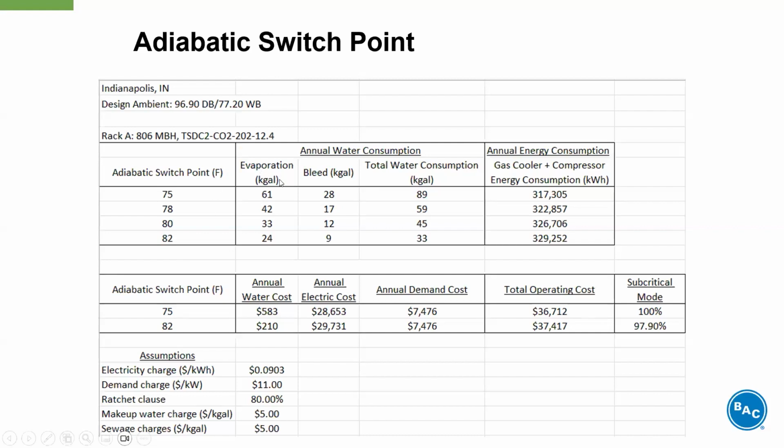We see the water use through both evaporation and bleed rate. So as we increase the switch point, that means there's going to be less operating hours in wet mode. So less operating hours means there's going to be less water evaporated, and there'll be less of a need for blowdown or bleed rate. And so we can see that in the overall water consumption values. And then we also see the energy consumption related with each design point. Energy consumption is both the gas cooler and the compressor energy.